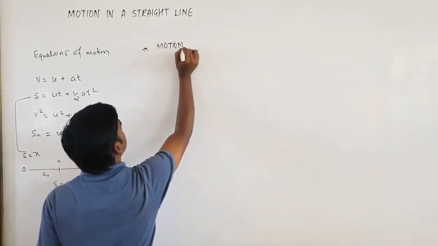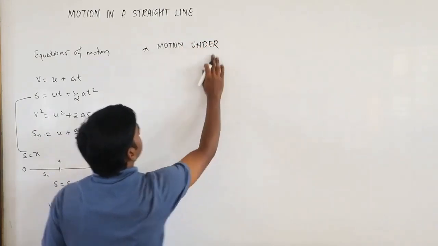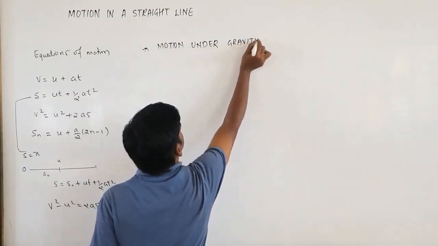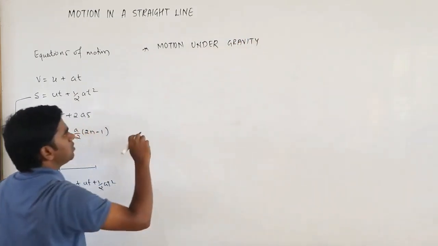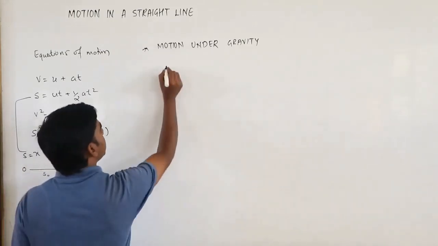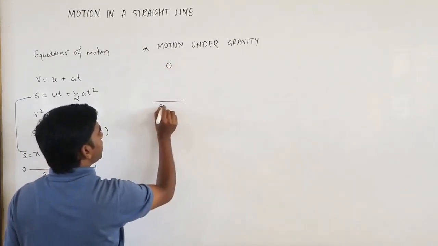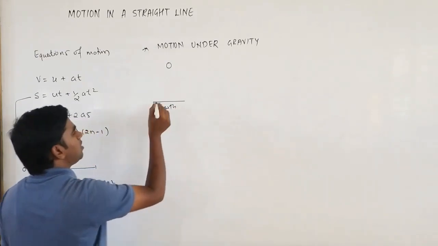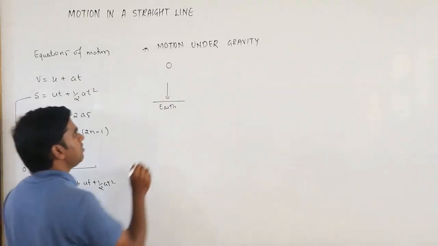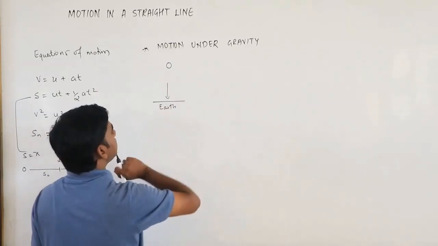Motion under gravity. Okay. What are the things that will change when the body is under gravitational force? If this is the particular body, and this is the Earth's surface, what are the forces acting here? Only gravitational force is acting. So we have to neglect air resistance. Remember that we are talking about neglecting air resistance.